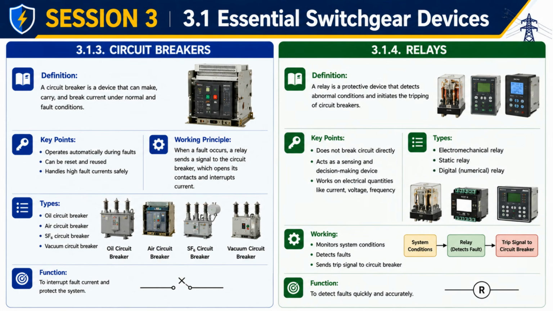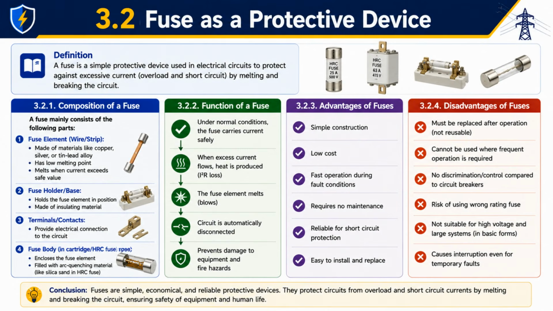Working. The relay continuously monitors the system. It detects any fault or abnormal condition. It immediately sends a trip signal to the circuit breaker. Function. The main function of a relay is to detect faults quickly and accurately, ensuring the safe operation of the power system. Fuse as a protective device.